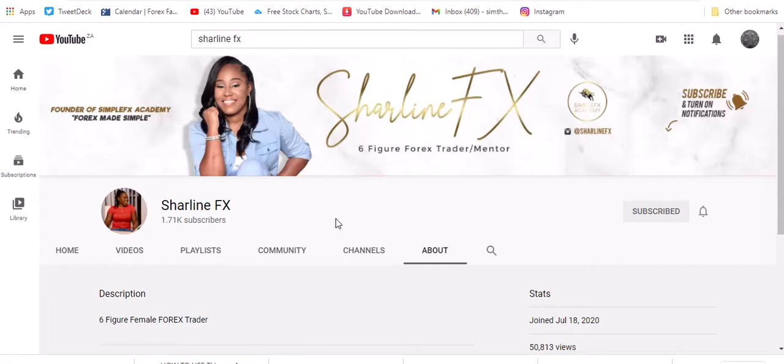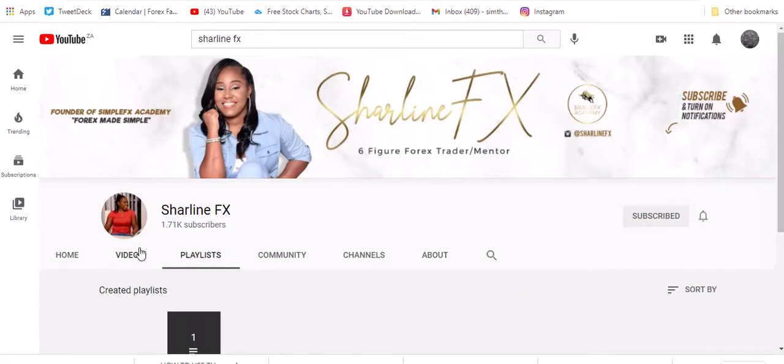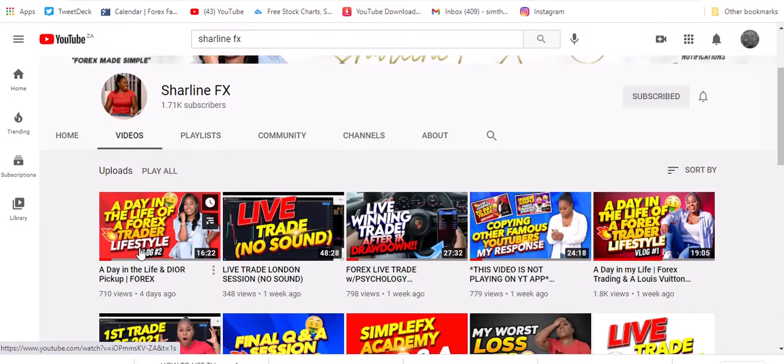So yeah, the about section is quite minuscule, it's quite tiny. It doesn't say much about her, and you really need to express yourself as a trader. You need to communicate your ideas, communicate whatever you have. So the only thing I know about her is that she's a 6-figure female forex trader, which is not quite enough for me to invest in her or invest my time in her. And granted, her thumbnails are quite good.